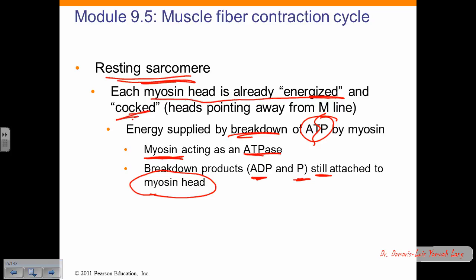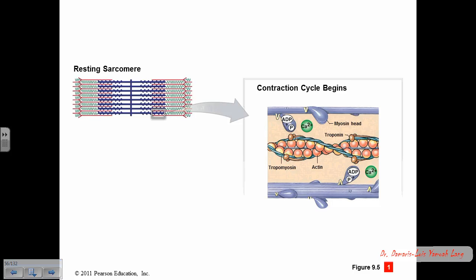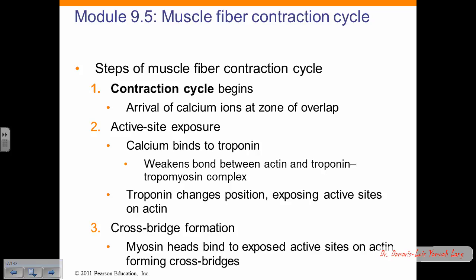Yes. Oh, you're understanding it, right? Yeah. Good. So I'm repeating what I've just said. So as you can see over here, calcium is going to bind to the troponin. This is the cocked or energized myosin head, ready to bind to the thin filament as soon as the active site is available. Okay. So again, calcium arrives at the zone of overlap. The zone of overlap is where the cross-bridging can occur. The active site gets exposed when calcium binds to troponin.